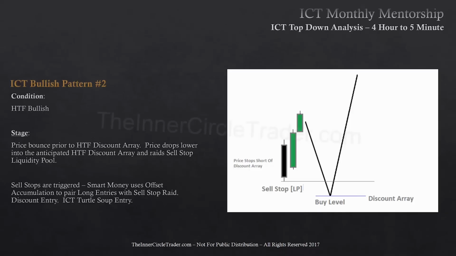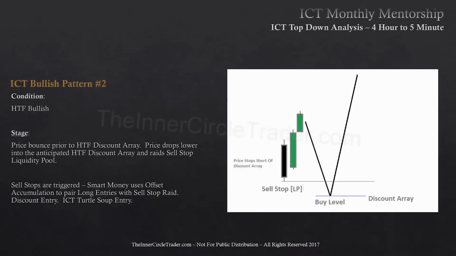Price will bounce prior to a predetermined or anticipated higher time frame discount array. Price drops lower into the anticipated higher time frame discount array at a later time and raids sell stops in the form of a liquidity pool. Sell stops are triggered. Smart money uses offset accumulation to pair long entries with the sell stop raid, discount entry, ICT version of turtle soup.